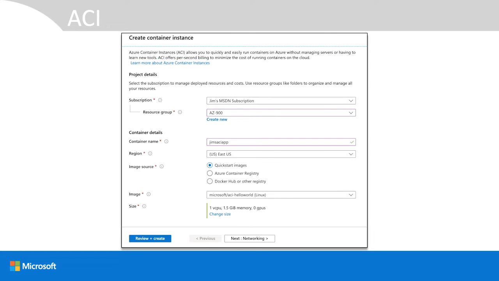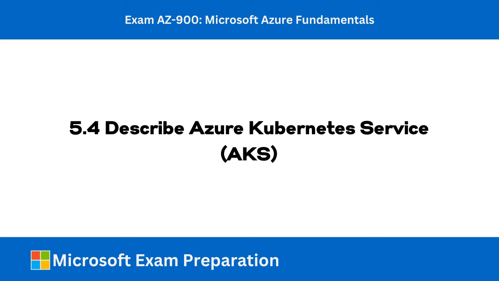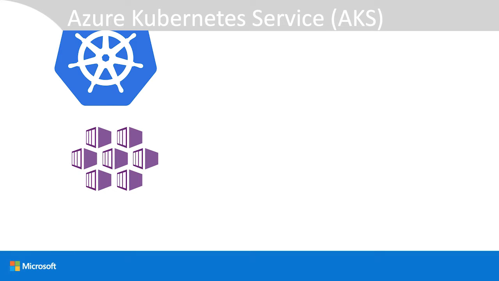ACI is a really great solution for a simple application. But if you're running an application in a container that has a large number of users or that has the need to scale, you're probably better off using another Azure service called Azure Kubernetes Service. Azure Kubernetes Service, or AKS, is an Azure service that provides Kubernetes in the cloud.